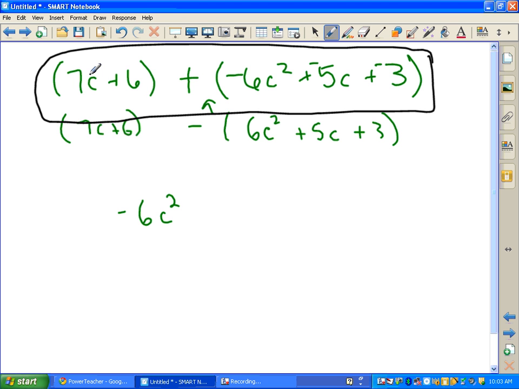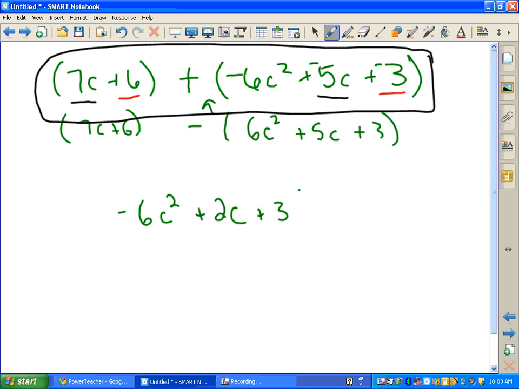Now I look, and I have a c here, and I have a c here. So those can be combined. So I do 7c plus negative 5c. 7 plus a negative 5 is a positive 2. So I have plus 2c. Then I have a positive 6 and a negative 3 that I can combine, both just whole numbers, constants. 6 plus a negative 3 is positive 3.